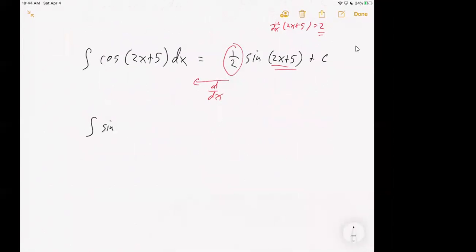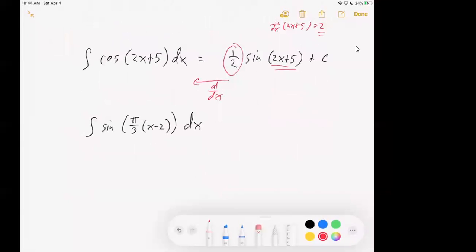Just make it a little bit more complicated. Pretty common thing to see. We have a sine function, which is, in this case, slightly compressed. Pi over 3 is just a little more than 1, and it's moved 2 spaces over to the right. So what would its antiderivative look like? Go ahead and see if you can figure it out.